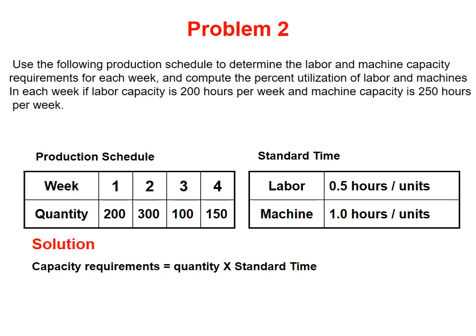This is another problem. Use the following production schedule to determine the labor and machine capacity requirement for each week, and compute the percent utilization of labor and machines in each week if labor capacity is 200 hours per week and the machine capacity is 250 hours per week. The production schedule and standard time for labor and machine. The solution required: calculate capacity requirement, which equals quantity times standard time.